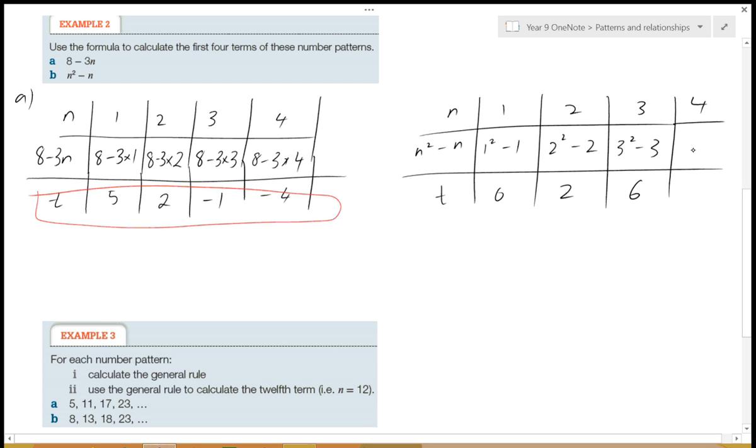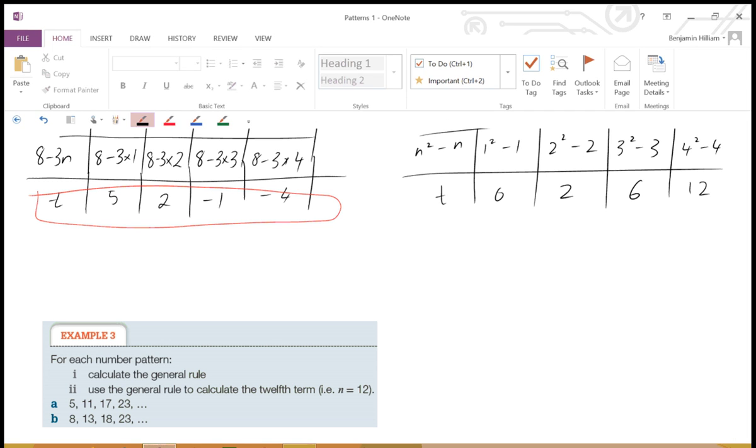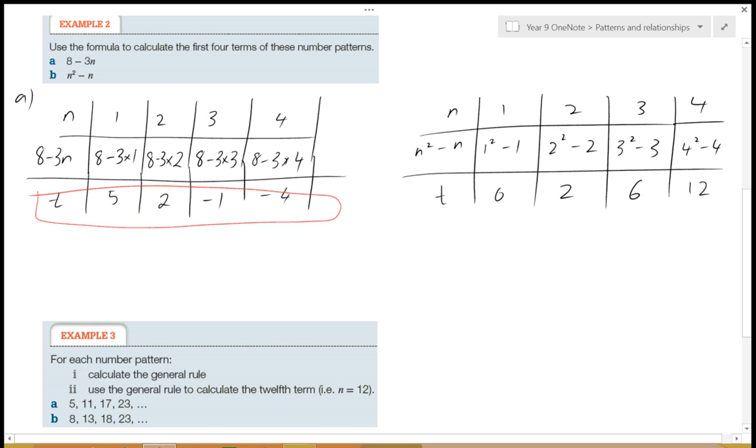Hands up. Cameron? 4 squared minus 4. So that's 16 minus 4, which is 12. Okay? And those are our first 4 terms for that pattern. What can't you figure out, Thomas? Like, what the rule is? Right. Yeah, the rule is that you square the number and then take it away. Yes. Okay? So you're given the rule for this one.